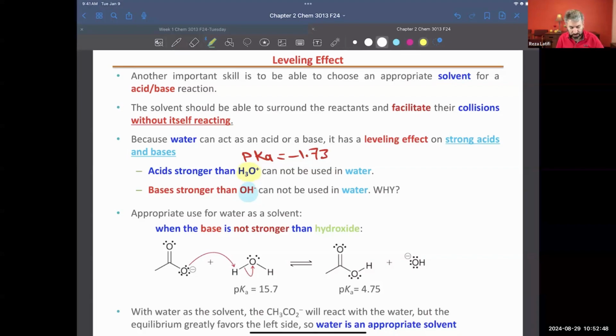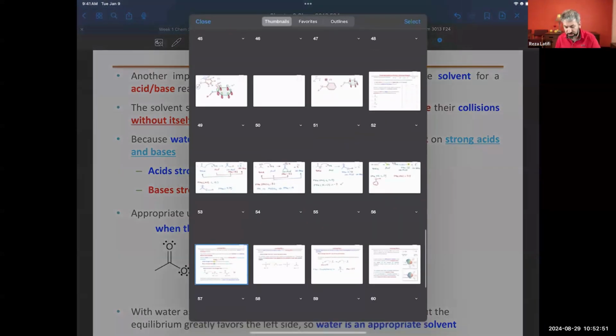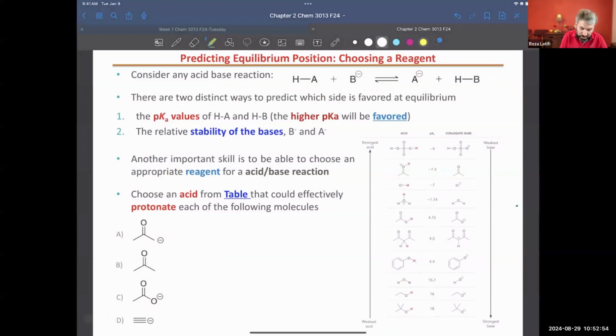Let's go back to the table that we covered during the last lecture. This is the table. Okay, what is hydronium ion? Hydronium ion is going to be this one. Now, if you dissolve any acid that has a pKa higher than hydronium ion, it will technically get transferred to hydronium ion. So anything from this region, if I dissolve it, is finally going to get transferred to hydronium ion. And this is going to be the strongest acid that we can have in water.